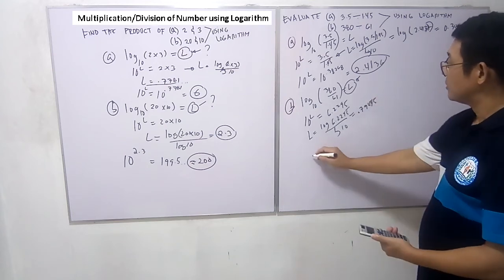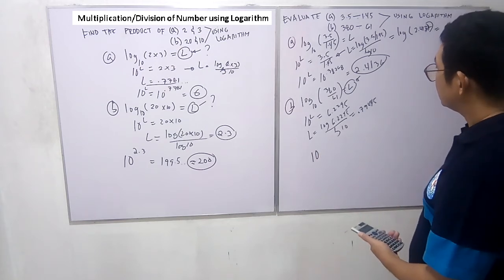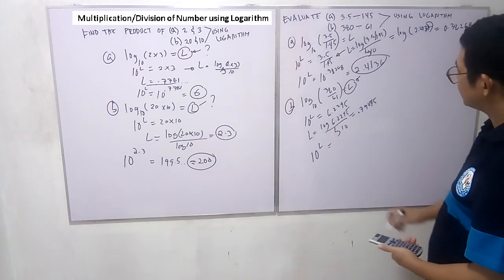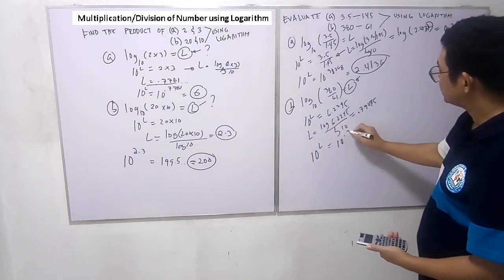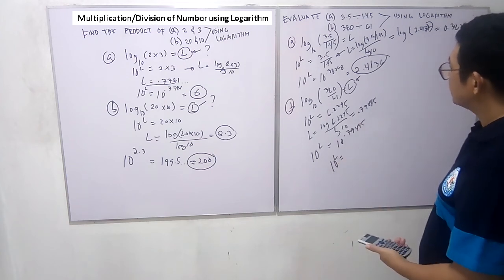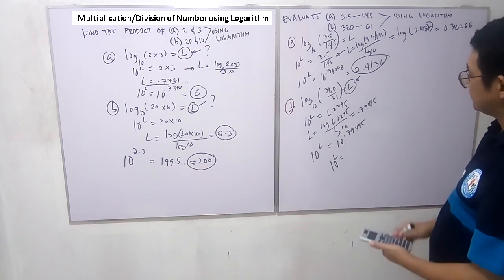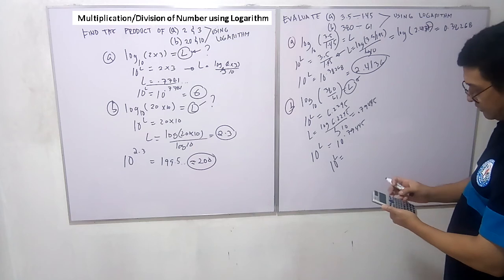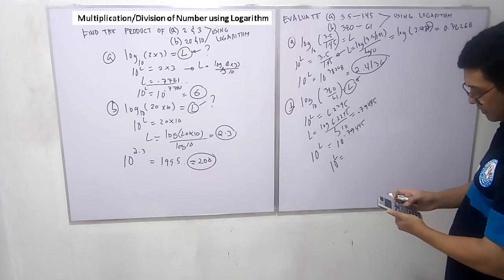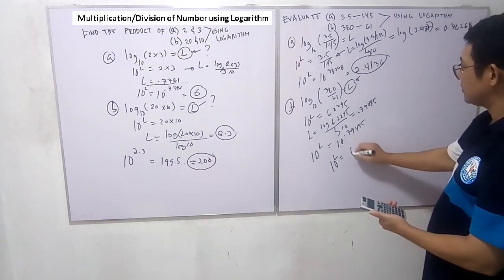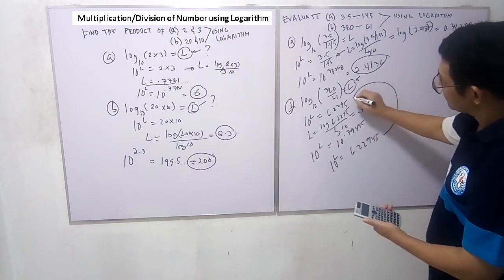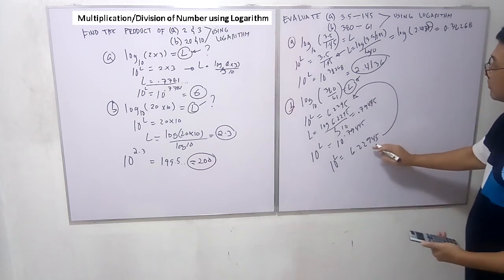So, okay na yan. Therefore, 10 to the L. Pag i-check natin, 10 to the L equals to 10 to the 0.79445. So, 10 to the L equivalent to 10 raised to 0.79445, which is 6.22945. O, parehas naman siya, kaya 6.2295.